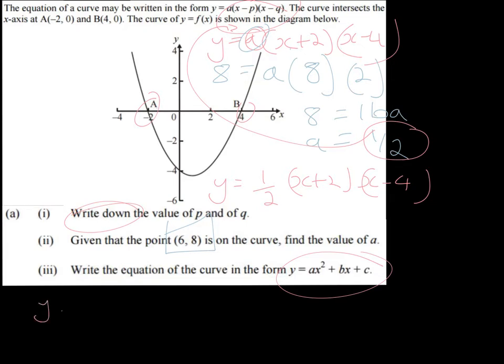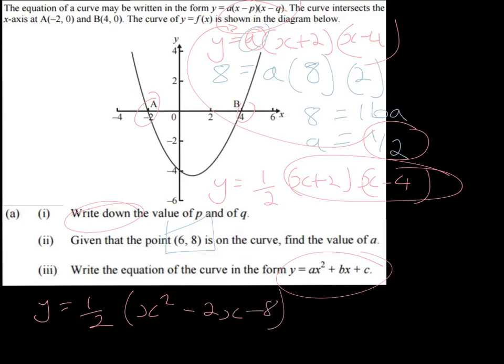So we can say that y is going to equal a half multiplied by what we get when we expand this, which is going to be x squared minus 2x minus 8. And we can simplify that to give us x squared over 2 minus x minus 4.